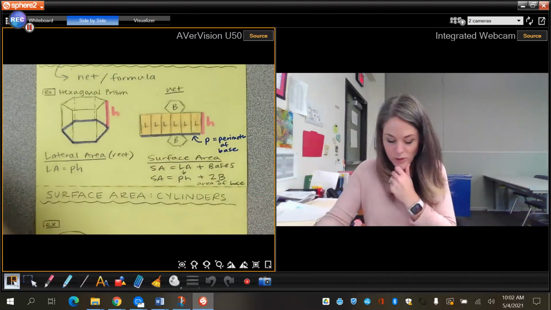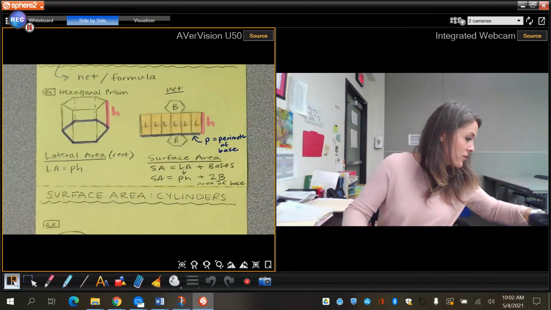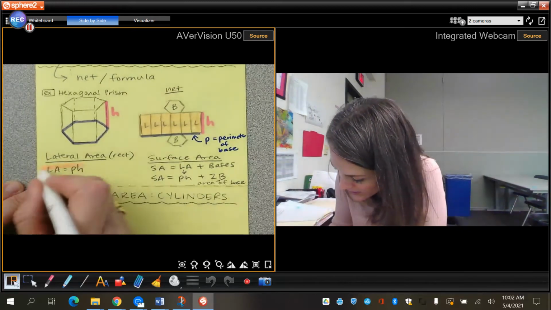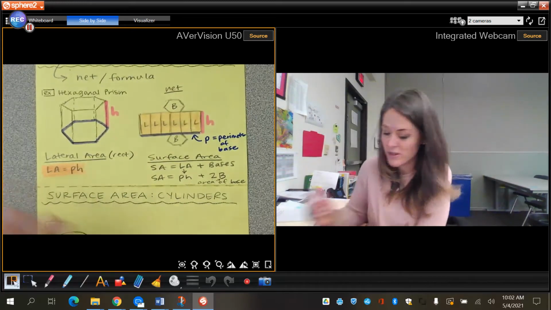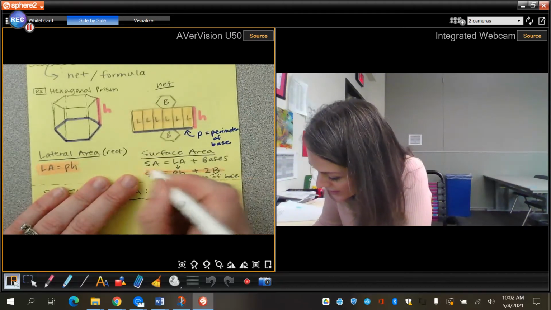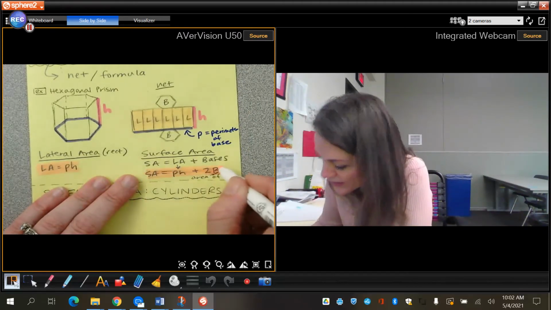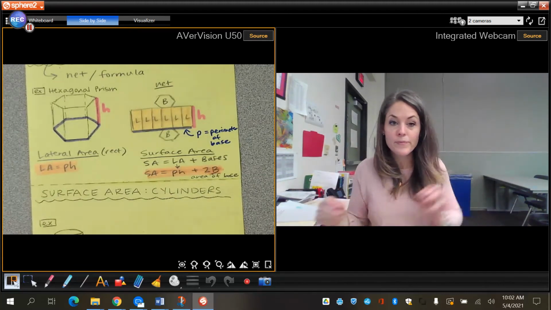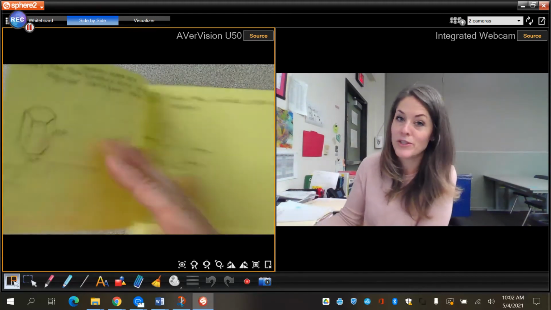I'm going to go ahead and highlight those for you so that we have them for our formulas. So lateral area, perimeter times height. Surface area is perimeter times height plus the area of both bases added in. So let's go ahead and do an example. We're just going to do one.